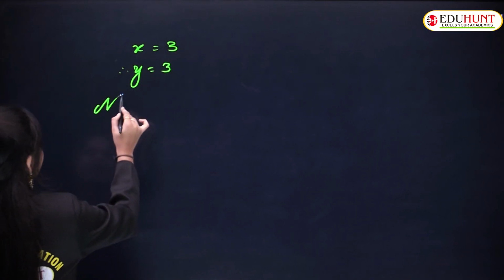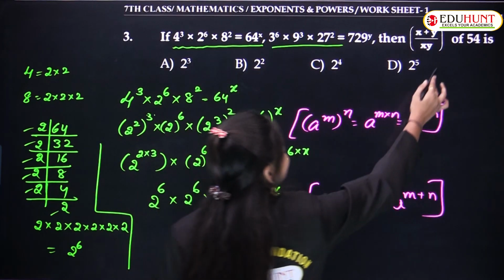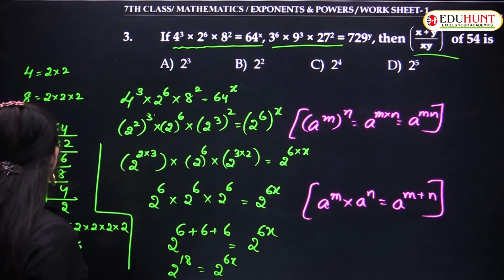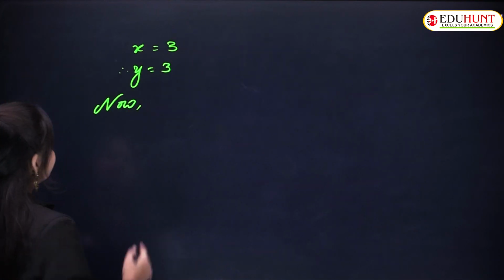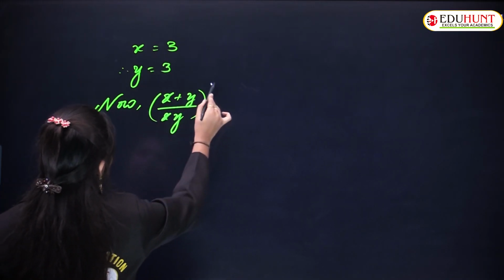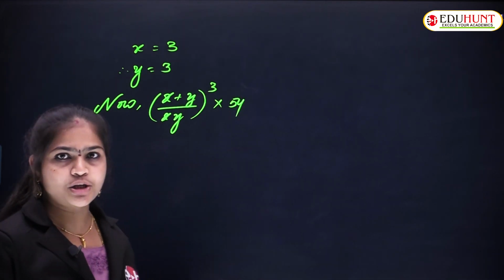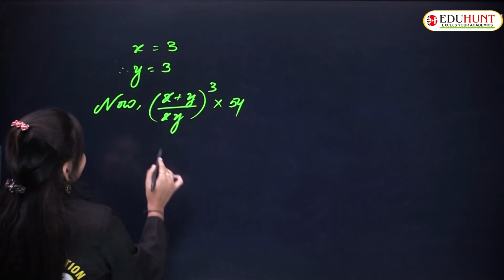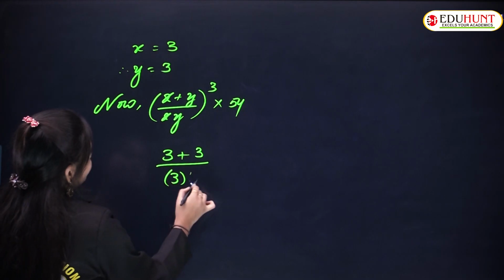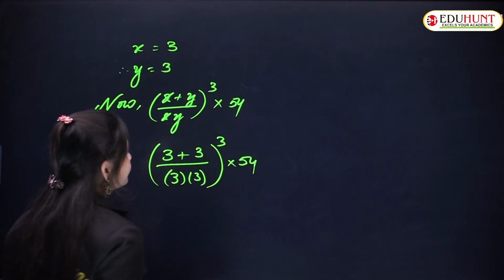Now we need to find the value of, what value are we going to find here? That is (x plus y by xy) whole cube of 54. Of 54 means that is nothing but multiplication by 54 only, no? Yes. Now here x is equal to 3, y is equal to 3. Whole cube into 54. Okay.